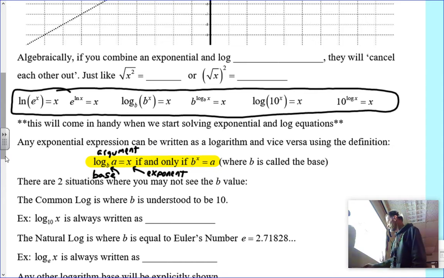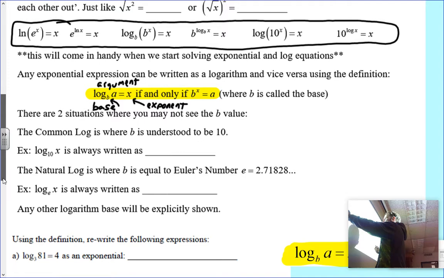So if you want to pause the video for just a second and look at both sides of that definition, because what this is going to enable us to do today is, if we have a logarithmic expression, we can write it as an exponential, or vice versa. If we start with an exponential, we can write it as a log, okay?